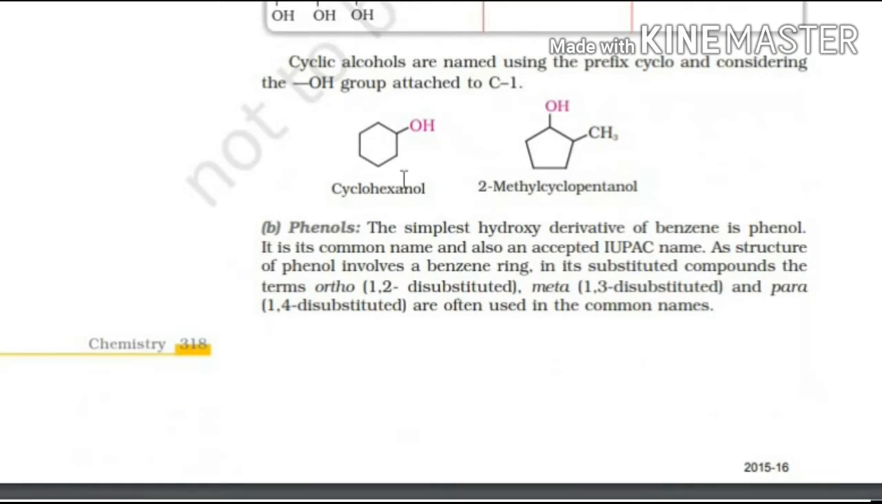Now next, in the case of cycloalkanes, this ring is known as cyclohexane, and OH is there, so this will become cyclohexanol, and this is a cyclopentane ring.